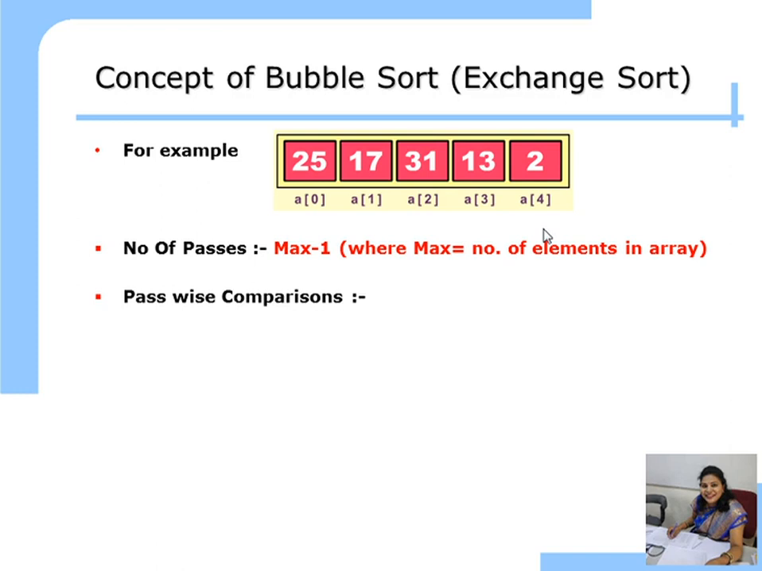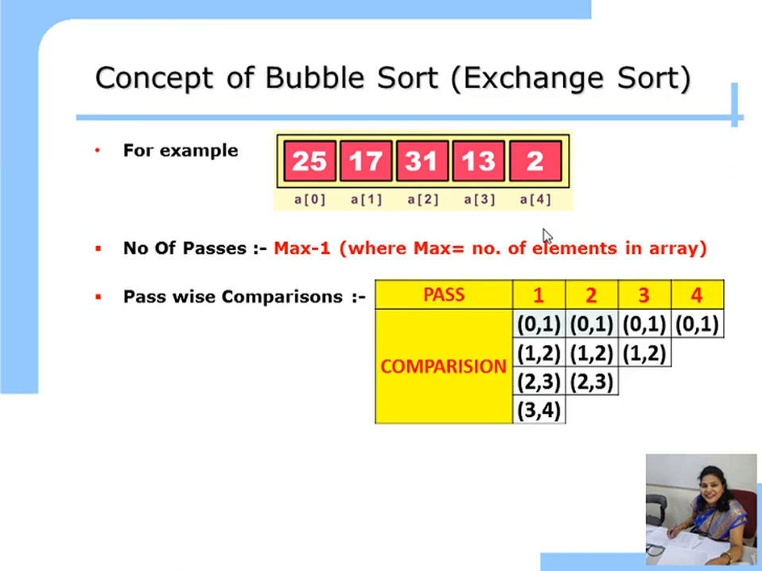Now we will see the pass-wise comparison. As I told you, in the above example there are 5 elements, so the number of passes required is 5 minus 1, that is 4. These are the pass-wise comparisons. In the first pass, you compare 0 with 1, 1 with 2, 2 with 3 and 3 with 4. These are the index positions. What I told you is that at the end of the first pass, the largest element comes at the last position. So this position is sorted after pass 1, so we ignore this position and compare only up to the previous position.